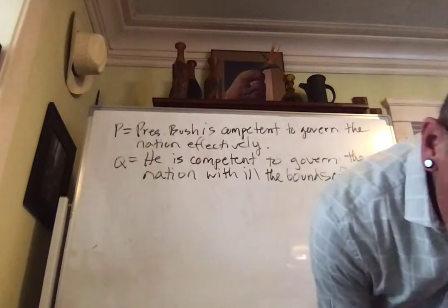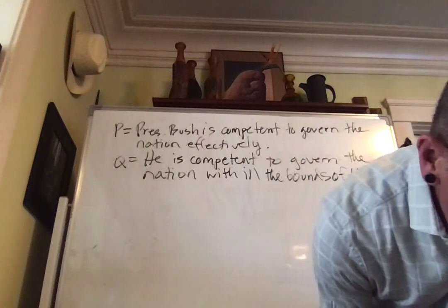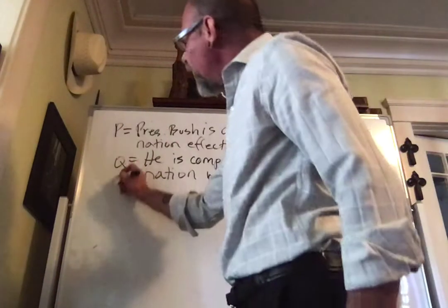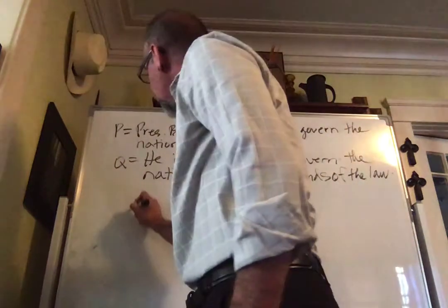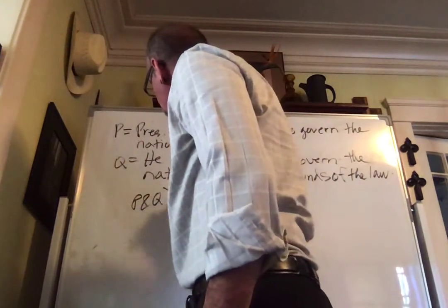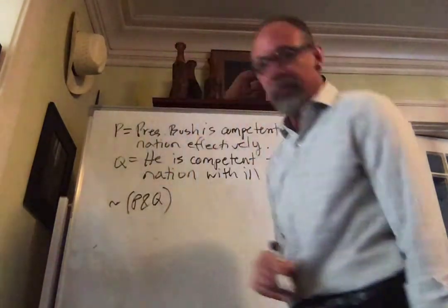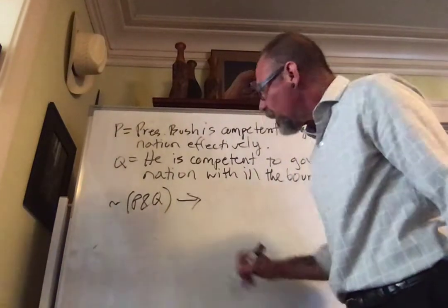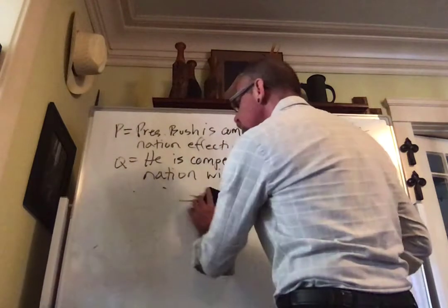The antecedent again says he is not competent to govern the nation effectively and within the bounds of the law. So it's telling us that the conjunction of P and Q is false. Okay? Let's move now to the consequent. Let me write this lower.